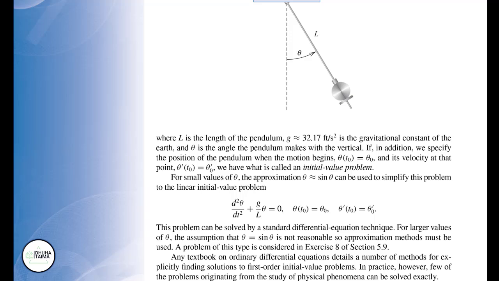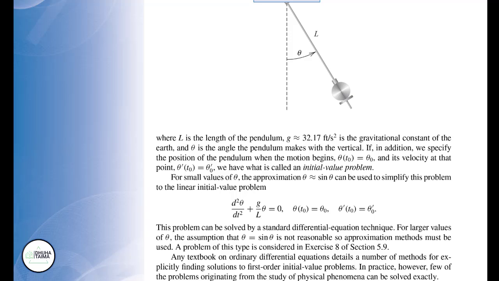For small values of theta, the approximation theta approximately equal to sine theta can be used to simplify this problem to the linear initial value problem d squared theta over dt squared plus g over L theta equals 0, theta of t naught equals theta naught, theta prime of t naught equals theta naught prime. This problem can be solved by a standard differential equation technique.